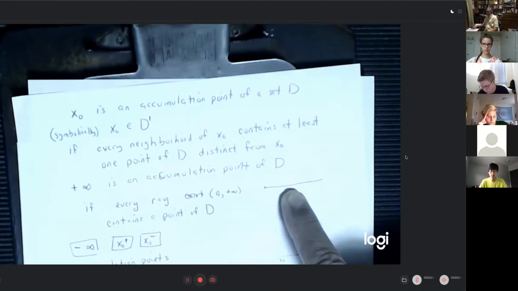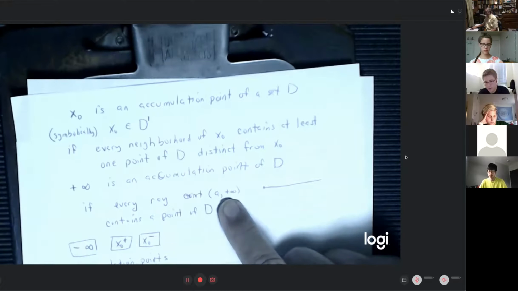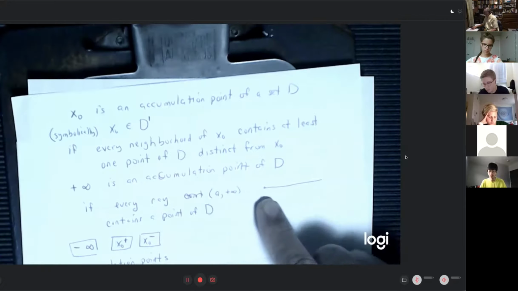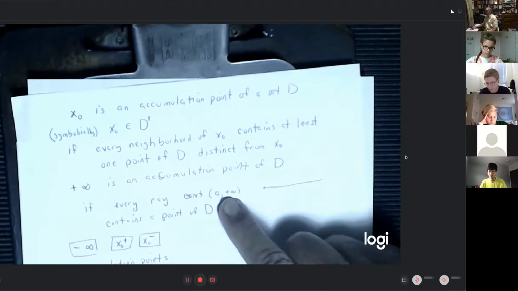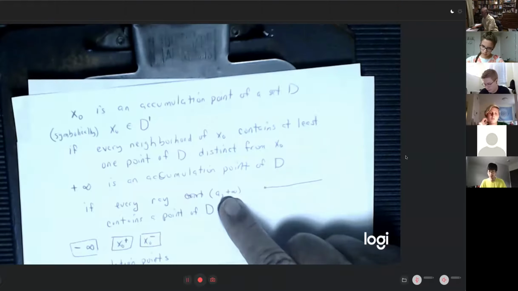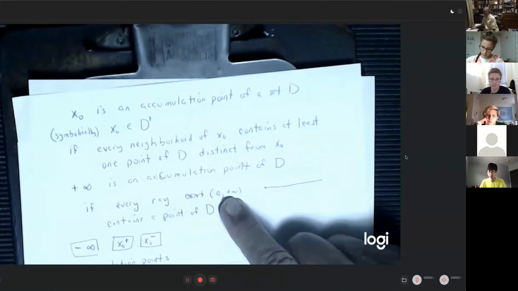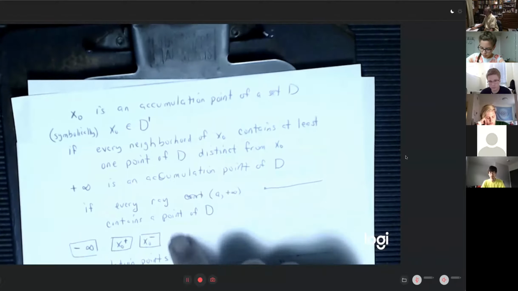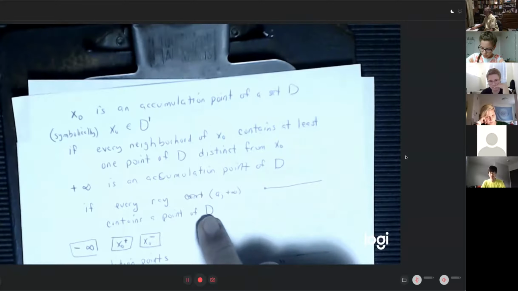Now, what I'm saying is not very mathematically precise, but intervals can be infinite in length, so that's actually okay. You start somewhere and you keep going. So all the x's bigger than a would be an open ray. All the x's bigger than or equal to a is a closed ray. Anyway, if every ray contains a point of D, then we say infinity is an accumulation point of the set.